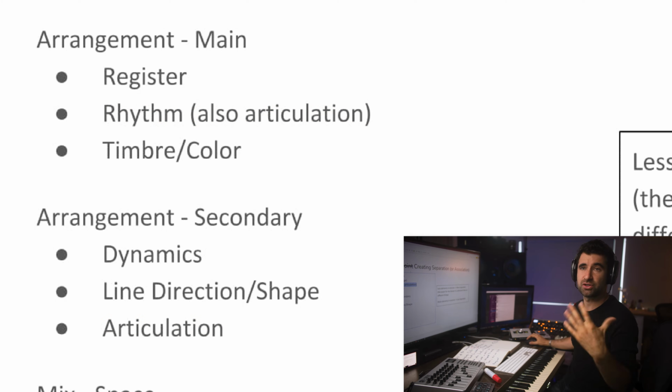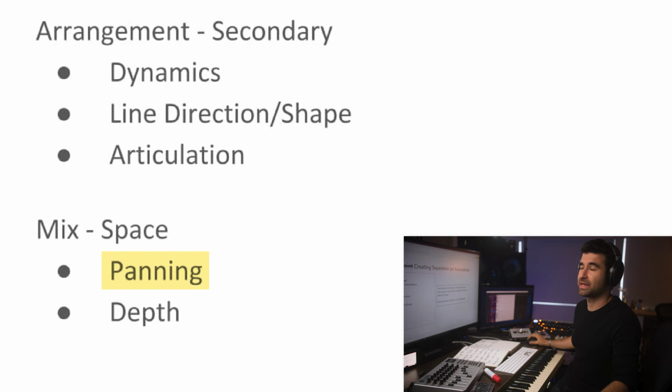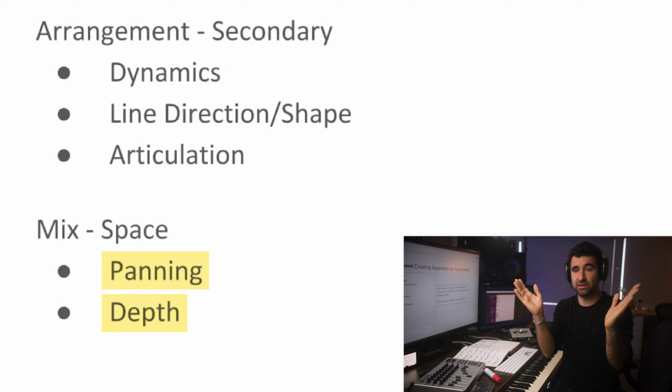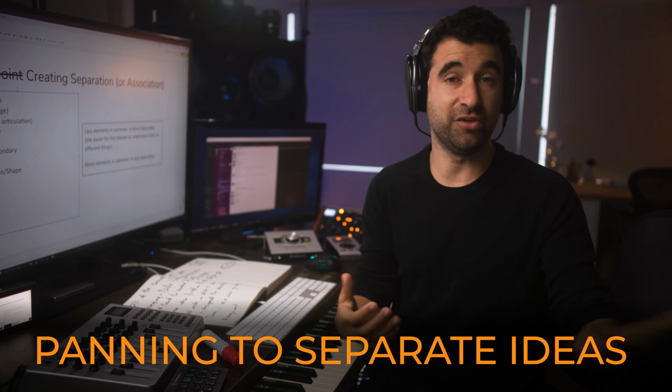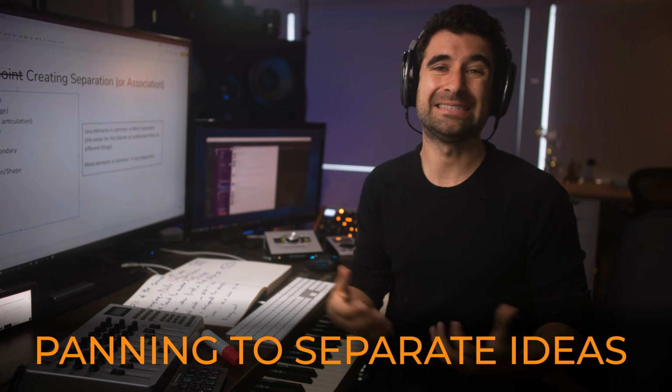And then when it comes to production, we would have panning and depth. One idea here and one idea there. In terms of panning, it's gonna be easier for us to separate those ideas. We've got the violins here and the trumpets there. It's gonna be very easy for us to separate or identify those musical ideas, not just panning in this case, panning and timbre. And then finally depth.